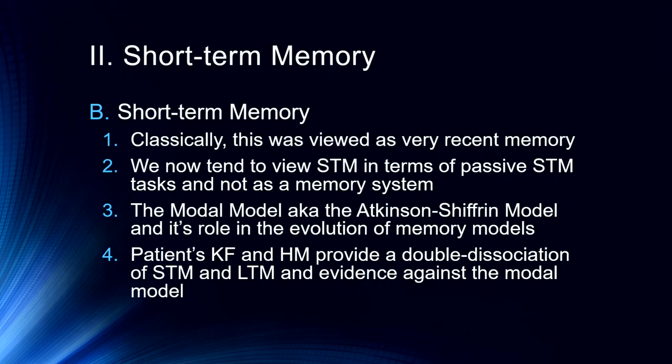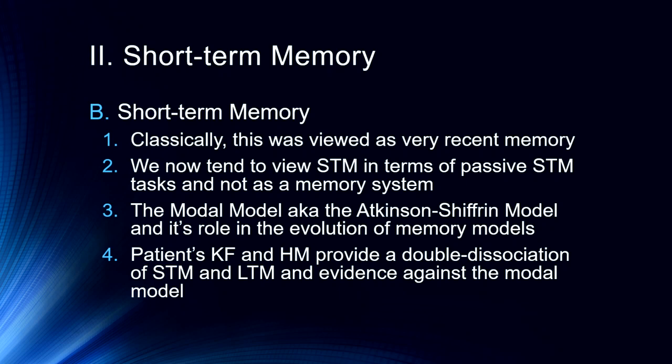So we have some difficulty with the modal model already. And then, of course, patient HM, whom we've already discussed, had fine working and short-term memory, but no long-term memory. This provides what we call a double dissociation of the underlying neurobiology of short-term memory and long-term memory. We have distinct memory systems that don't fit in with the modal model.